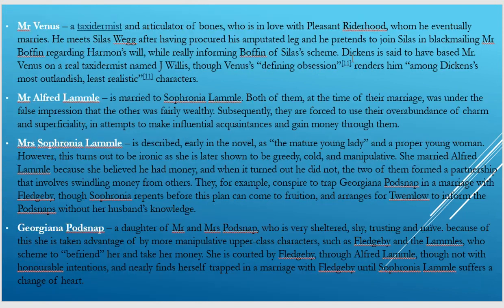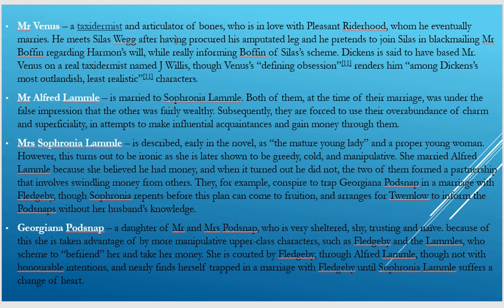Later we have Mr. Venus. He is a taxidermist, or an articulator of bones. He deals with bones and he deals with dead bodies. Later, what happened to him? He is in love with Pleasant Riderhood, and then they married.